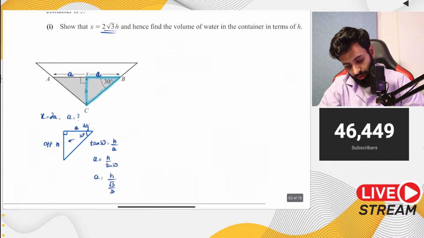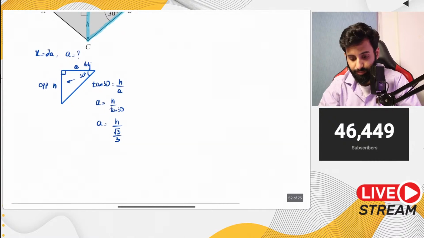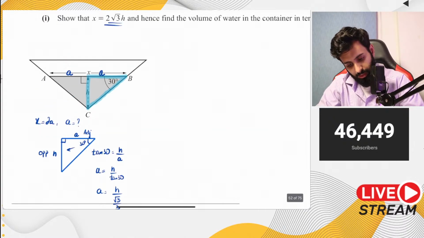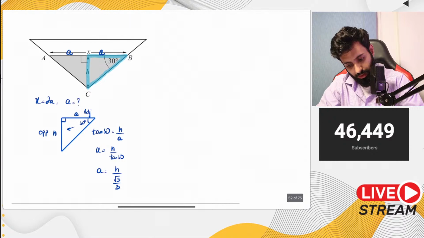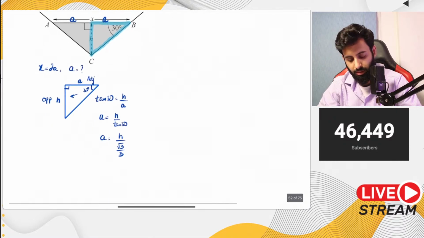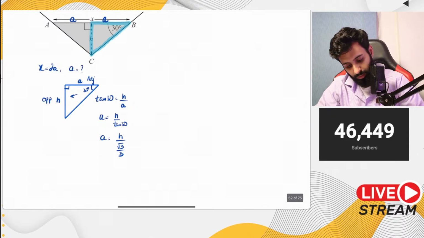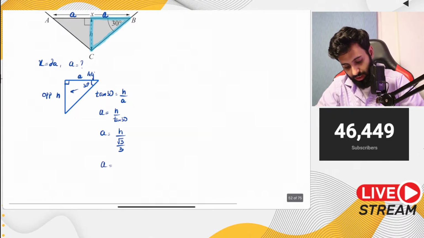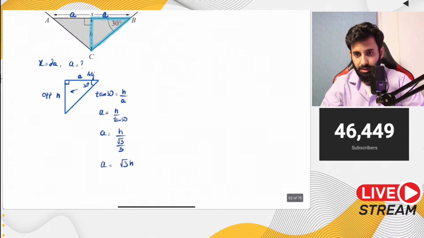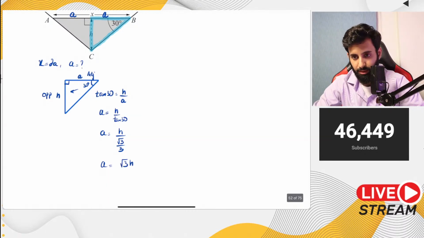ठीक है? Okay, now let me make sure that I've done everything correctly. Opposite upon adjacent. ठीक है? Okay. Now when you divide this by 1, आपका a ultimately बनेगा root 3h. When you simplify this, this is what you end up with. You end up with root 3h.